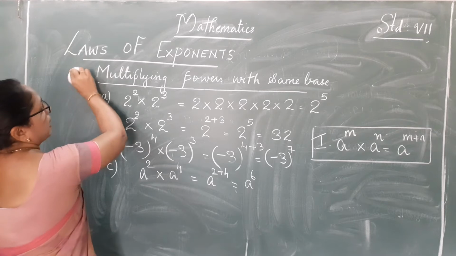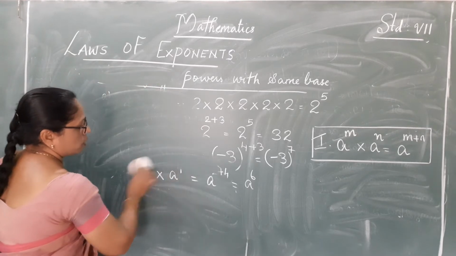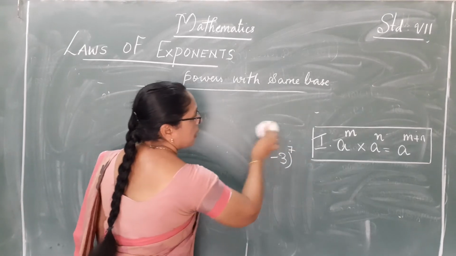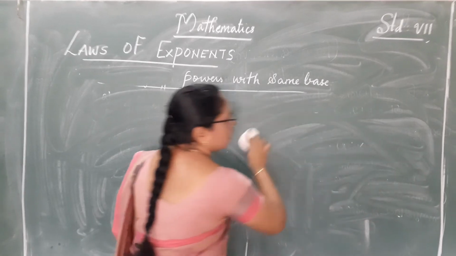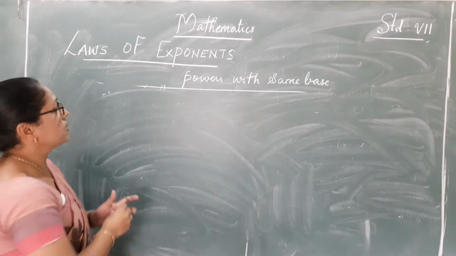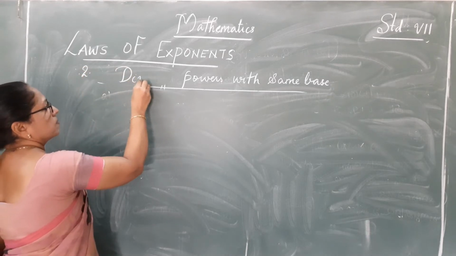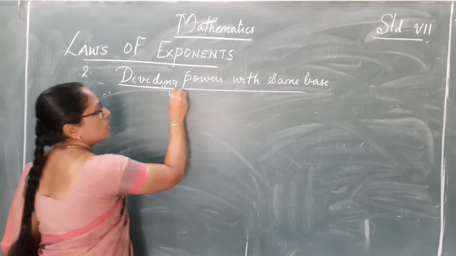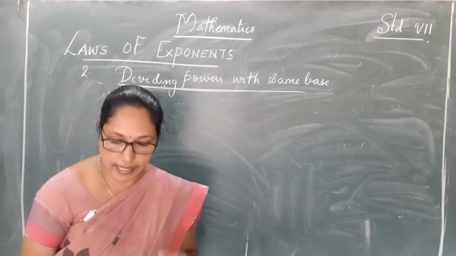Instead of multiplying, dividing. So, we have learned multiplying the powers with the same base. Now, we move on to the opposite operation, division. Dividing the powers with the same base. Okay, that also let's see through examples.